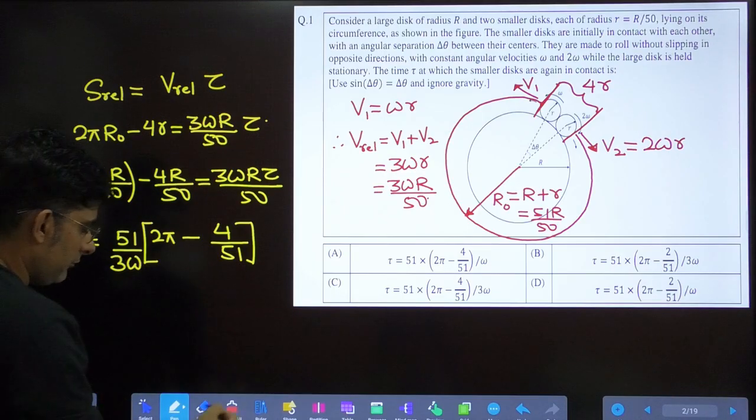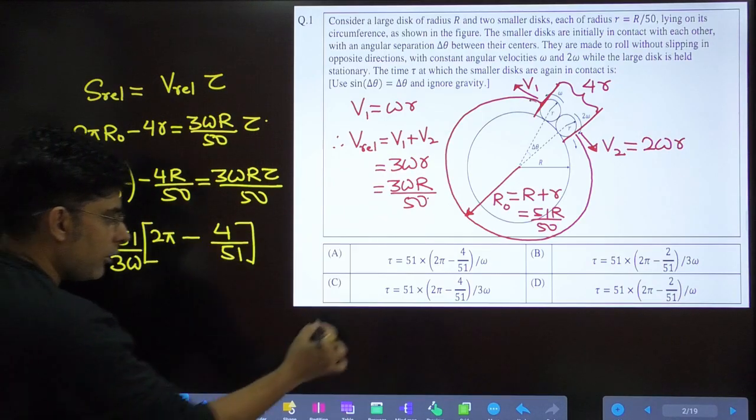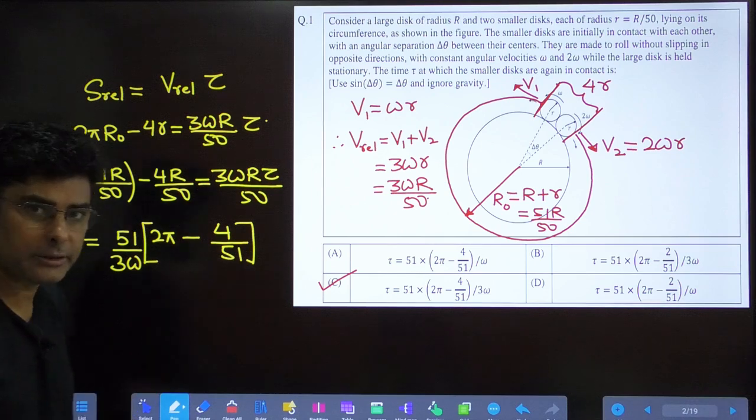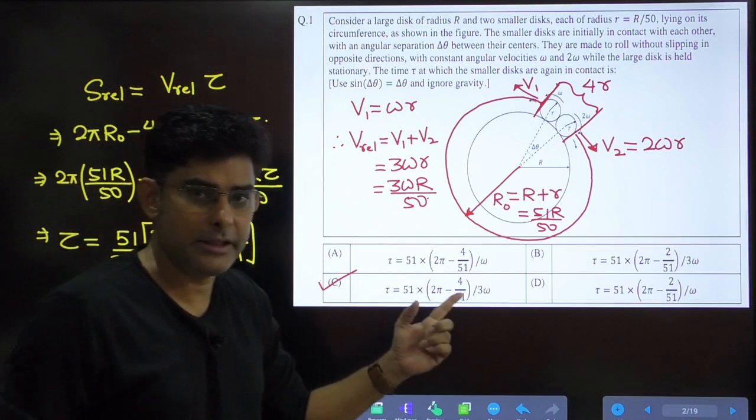If you see the options, which one is it? Yes, it is option C. So this will be the correct option. I hope this question is clear to you.